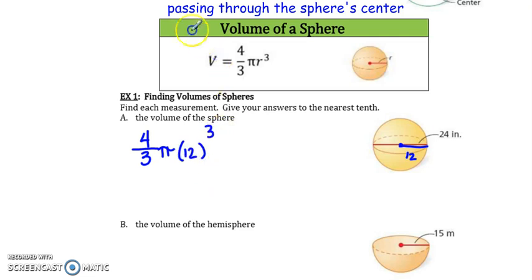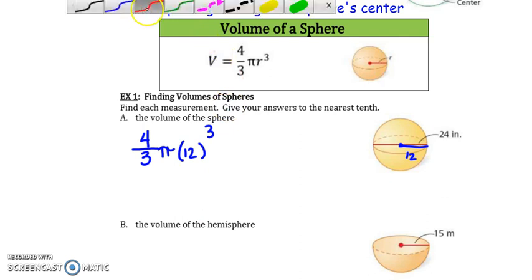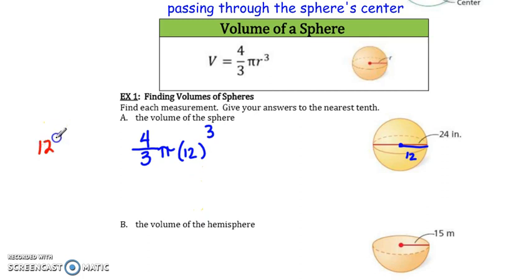So let's go ahead and type that into our calculator. Take 12, and then if you don't have a caret button, an upside down V, you may have an X to the Y button or something to that effect that's going to get you that higher power that you can type in. So 12 to the third, enter, times pi, enter, times 4, enter, divided by 3. And I'll show you that here in just a second.